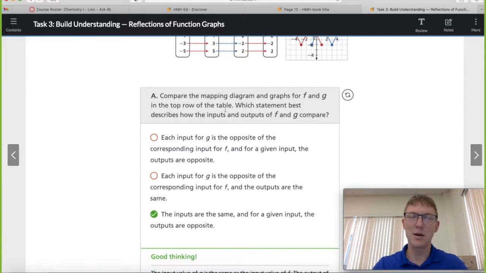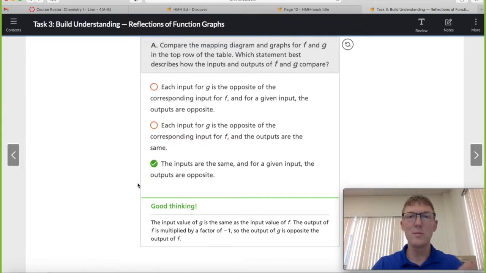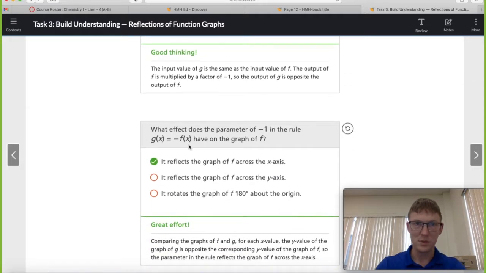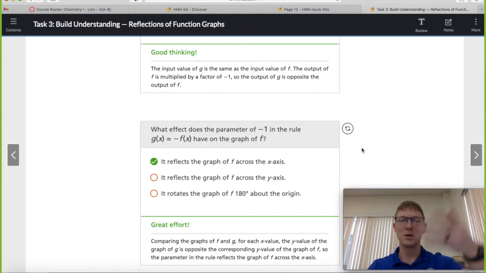Compare the mapping diagram for the top one, which statements best describe the inputs and outputs. So the inputs are still going to be the same, and the outputs are going to be opposite because there's a -1. So what effect does the parameter of -1 have? It reflects the graph around the x-axis. So again, on the outside of the function, it makes the graph move up and down. So if it's flipping, it's going to flip up or down.